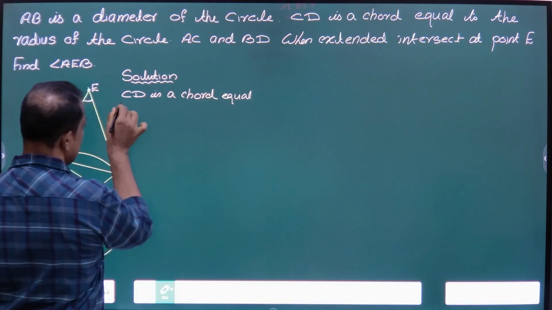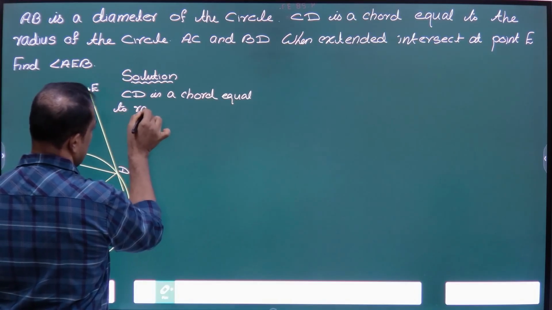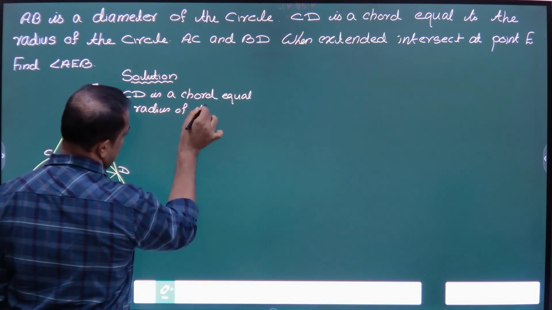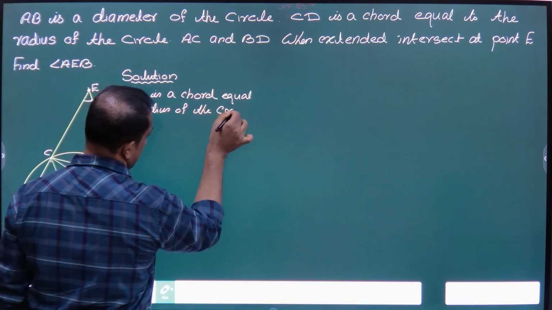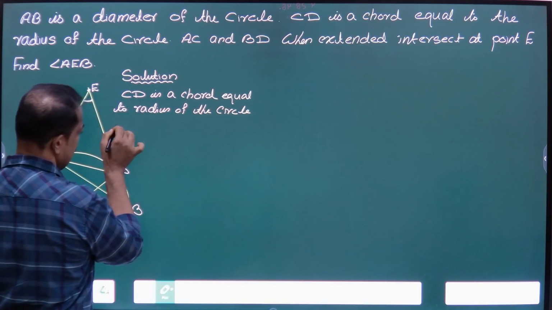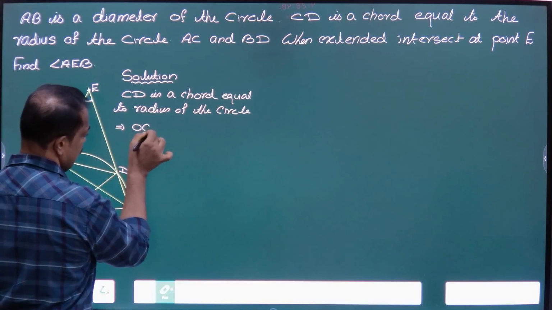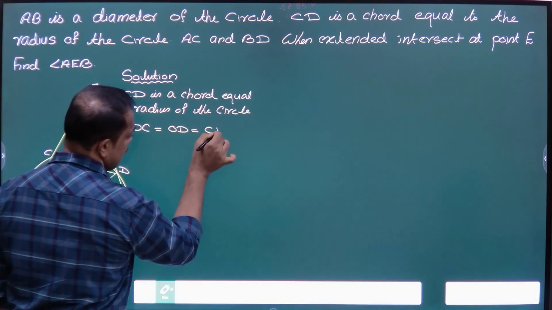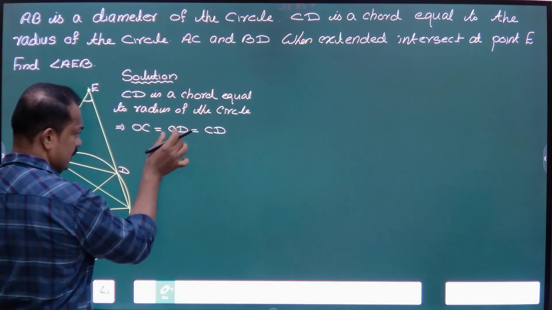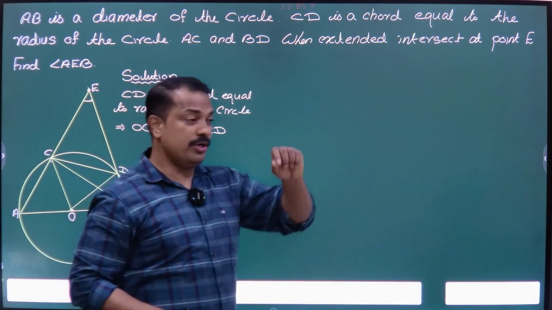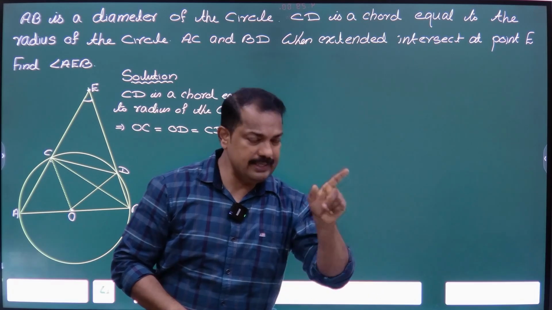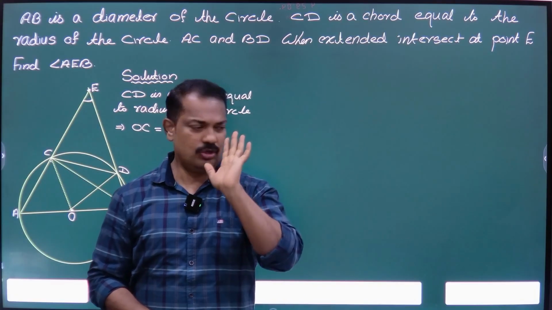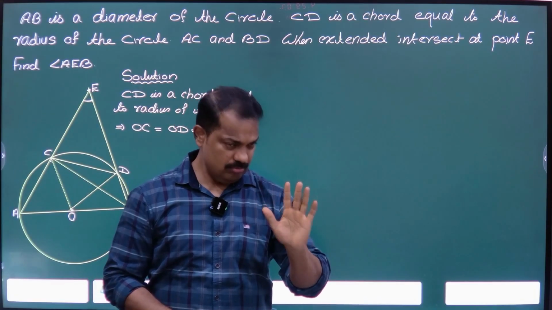So solution: CD is a chord equal to radius of the circle implies OC equal to OD equal to CD. OC is the radius, OD is the radius, but CD is a chord. According to question, this chord is equal to radius. So we can say OC is equal to OD is equal to CD. Yes or no?